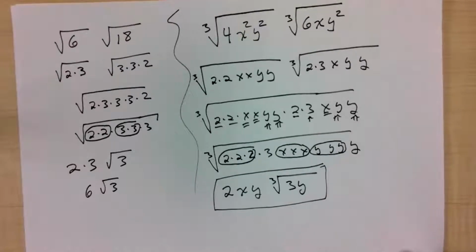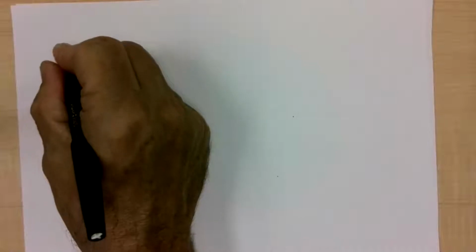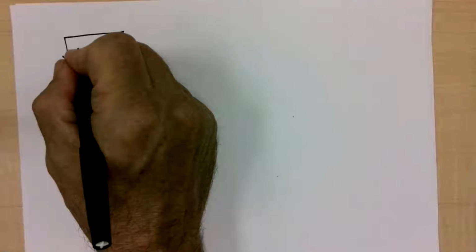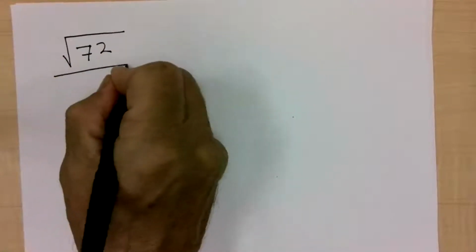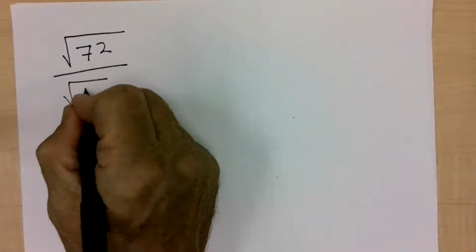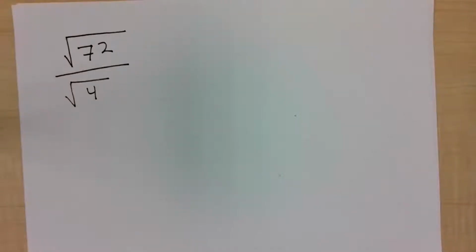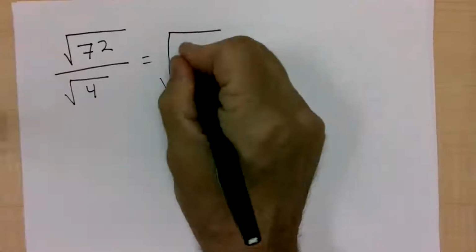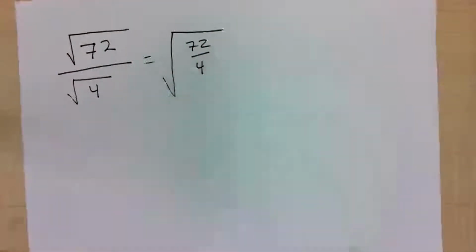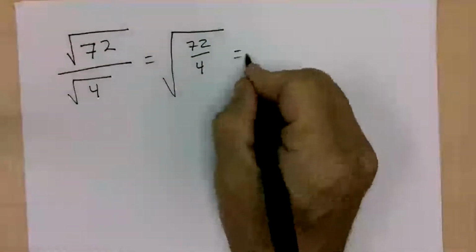So let's take a look at a couple of those. If I have the square root of 72 over the square root of 4, what I can do is I can write it as a single square root. So I can say the square root of 72 over 4, which I could just factor the top and the bottom. That's perfectly acceptable.